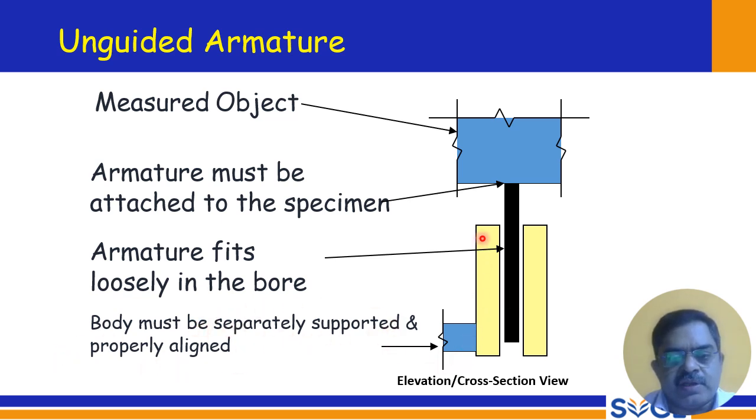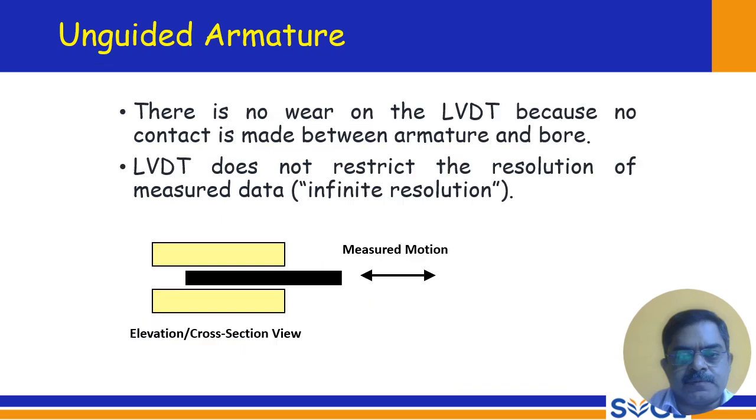So here the body, that is the coils, should be properly placed, and this is the elevation cross section view. This is the cross sectional view, and you can see it is not a guided one, and there are no supports provided for this core movement, and it should be properly placed and aligned always. So that you have to ensure always in this type. Unguided armature has no wear on the LVDT because no contact is made between armature and bore, and the LVDT does not restrict the resolution of the measured data, infinite resolution.